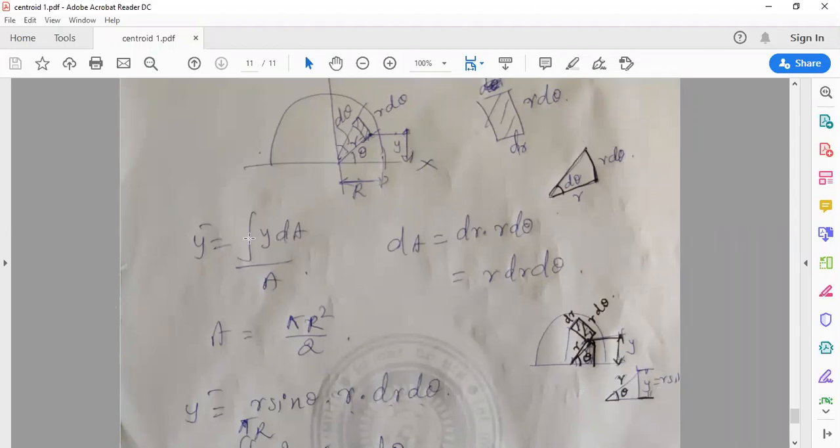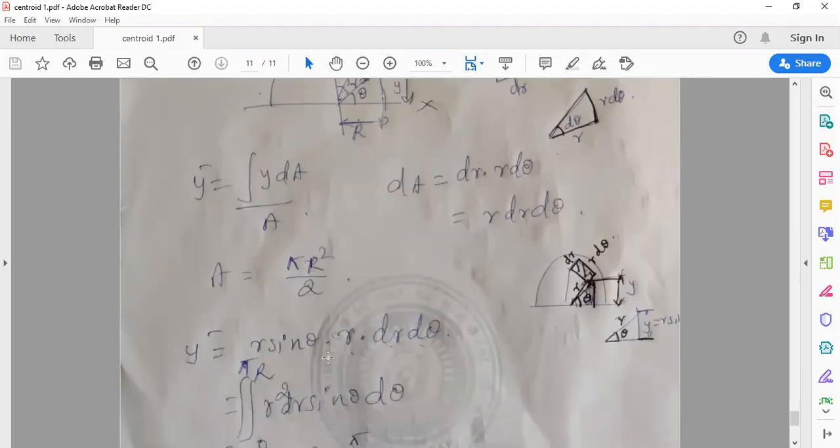So y equal to r sine theta, dA equal to dr into r d theta. So y bar equal to integral y dA by A, where A is the area of the semicircle, pi r squared by 2. So integral y dA, where y is r sine theta and dA is r dr d theta. You can see there are two variables, dr and d theta: r is also a variable, theta is also a variable. There are two variables, r and theta, so we have to put a double integral, one for r, one for theta.